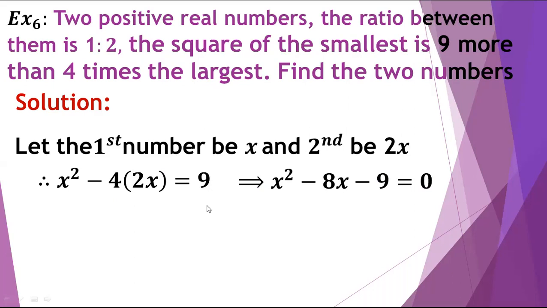We can move 9 to the other side with different sign, or with negative sign, and it's going to be minus 9. And the equation now equals 0. Now we have an equation of second degree in one variable. We can solve it. If we factorize this trinomial, two numbers, their product 9 and their difference is 8. What are the two numbers whose product is 9 and whose difference is 8?